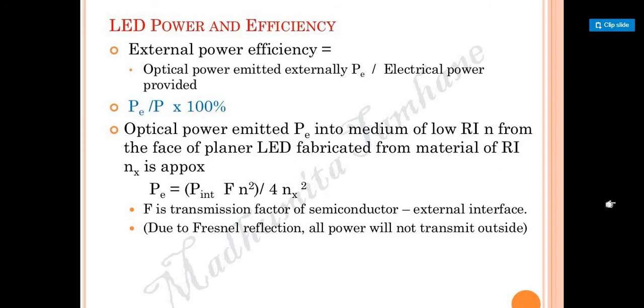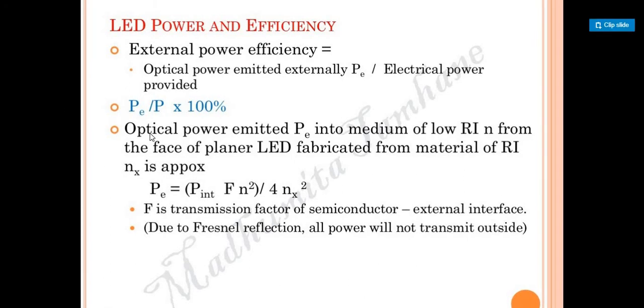Clear? Next thing, how do we obtain the LED power and its efficiency? To get the LED power and its efficiency, we should know the external power efficiency. We can find it by substituting the output power, that is nothing but the optical power emitted externally from the specimen, given by P_E, divided by the electrical power provided, P. So P_E by P, if you multiply with 100, we can find the efficiency as well.